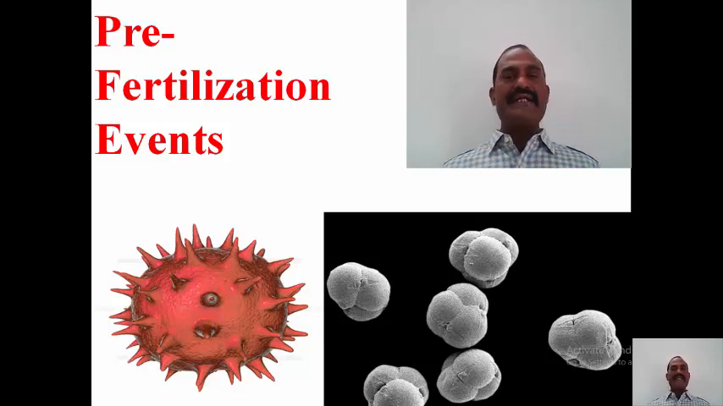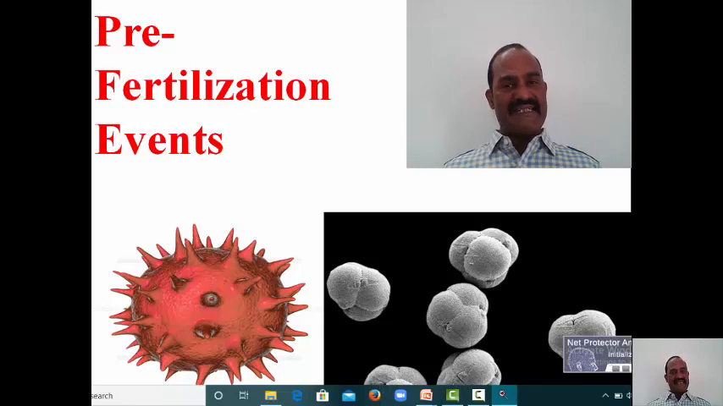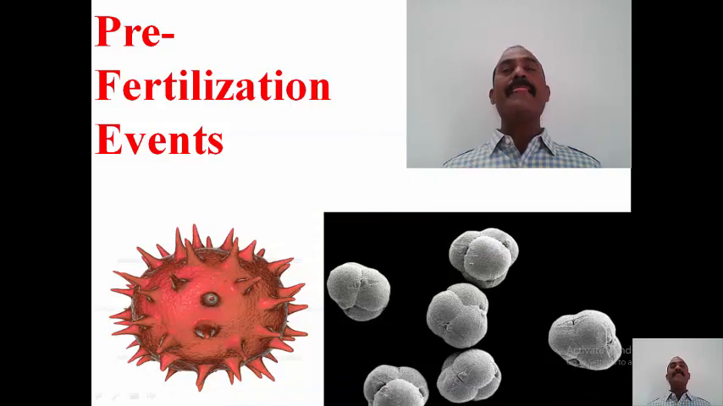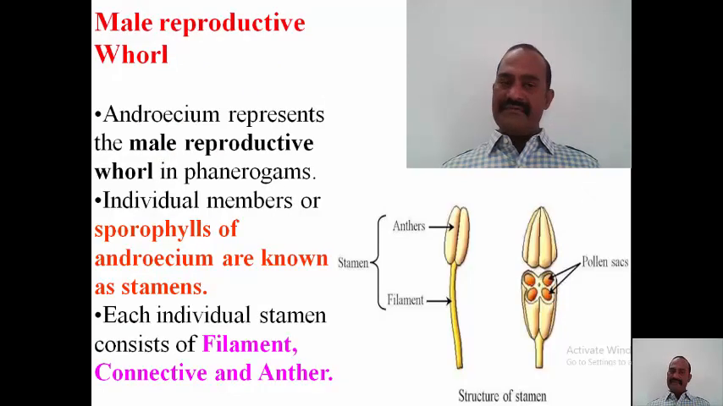As far as the reproductive process is concerned, in angiosperms it is completed in 3 phases. The first is the pre-fertilization phase, the second is the fertilization phase, and the third is the post-fertilization phase. As far as the pre-fertilization event in the androecium is concerned, we will see the male reproductive whorl. We know androecium represents the male reproductive whorl of phanerogams, of angiosperms. The individual members of the androecium are called stamens, and they represent modified sporophylls.